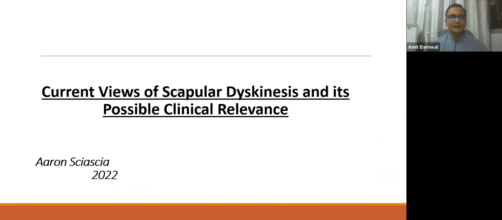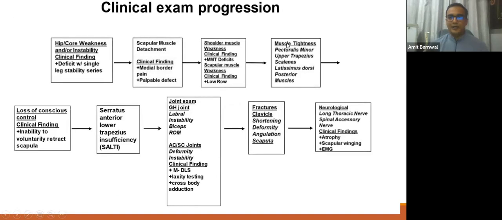There was another article by Arohan Siasia in 2022. The topic was the current view of scapular dyskinesia and its possible clinical relevance. They prepared a chart mentioning all the possibilities of how the scapula can be affected. It may be hip core weakness, scapular muscle attachments, shoulder weakness, tightness of anterior, posterior, or inferior muscles. It may be a loss of conscious control, like not being voluntarily able to retract the scapula.